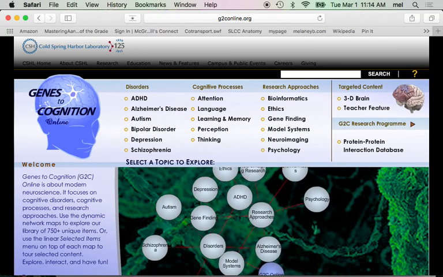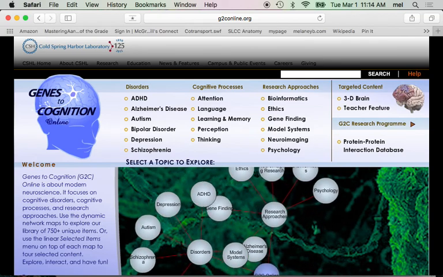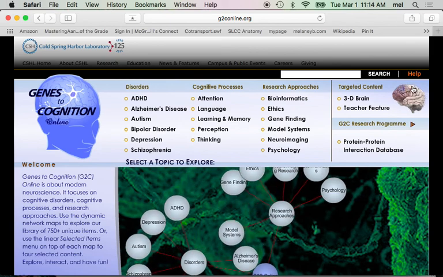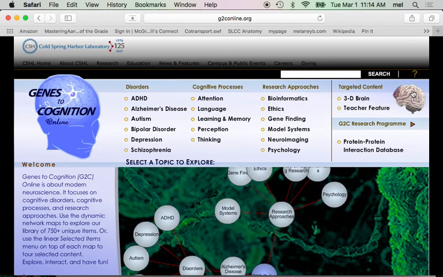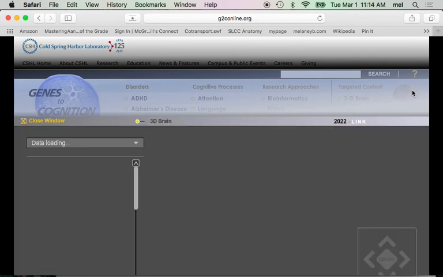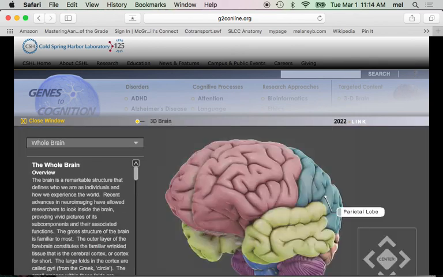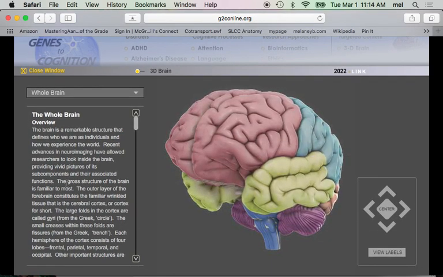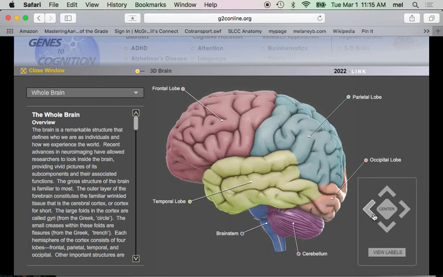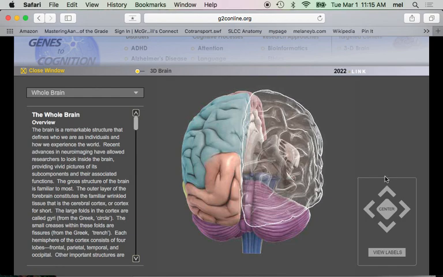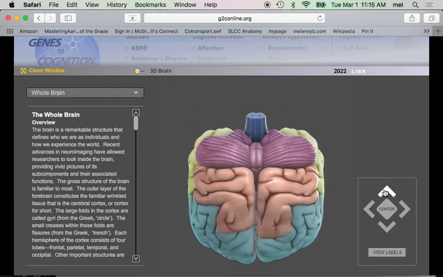There is an amazing website called 3D Brain. All you have to do is look up 3D Brain. It's also a free app on your phone, and it allows you to take the brain and rotate it in space and put on labels. Rotate it in space, see how things are related to one another.